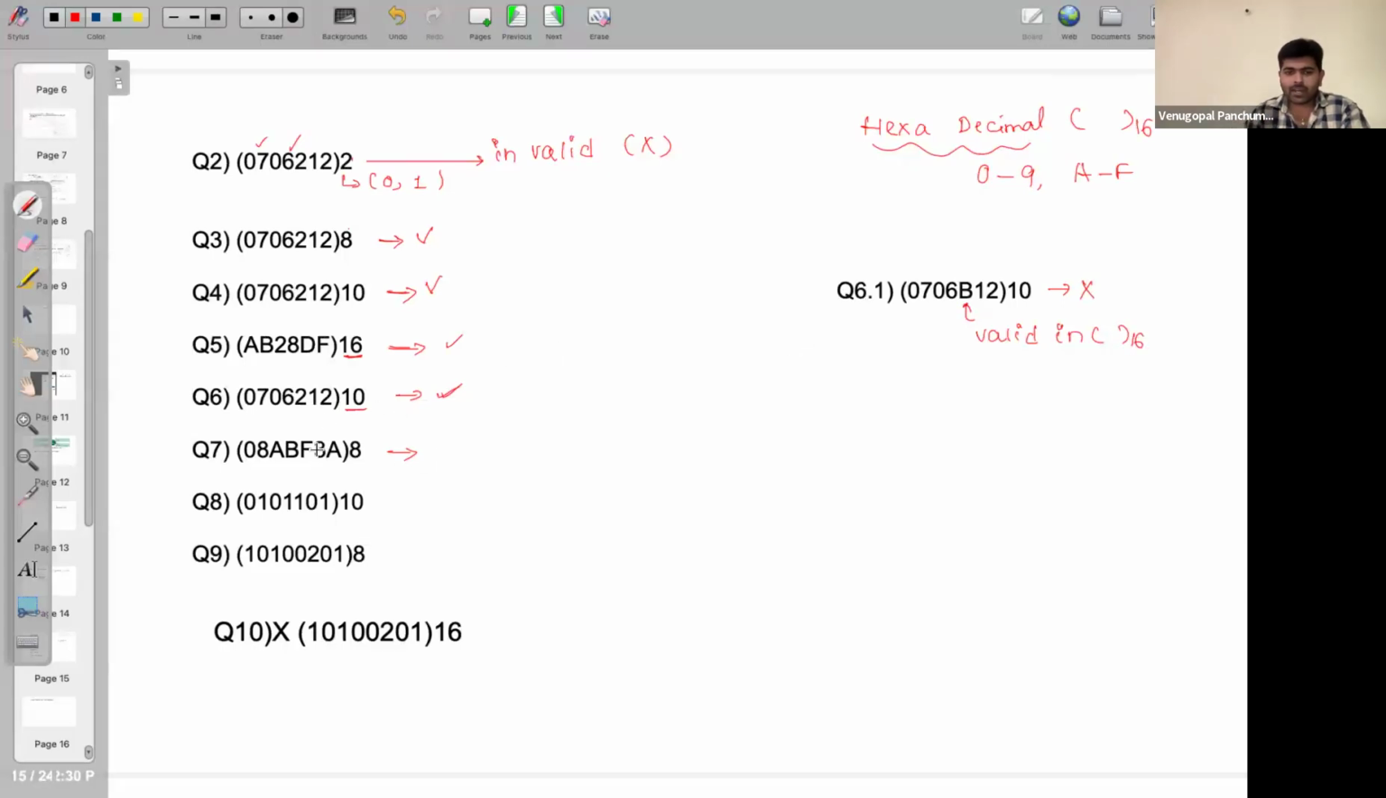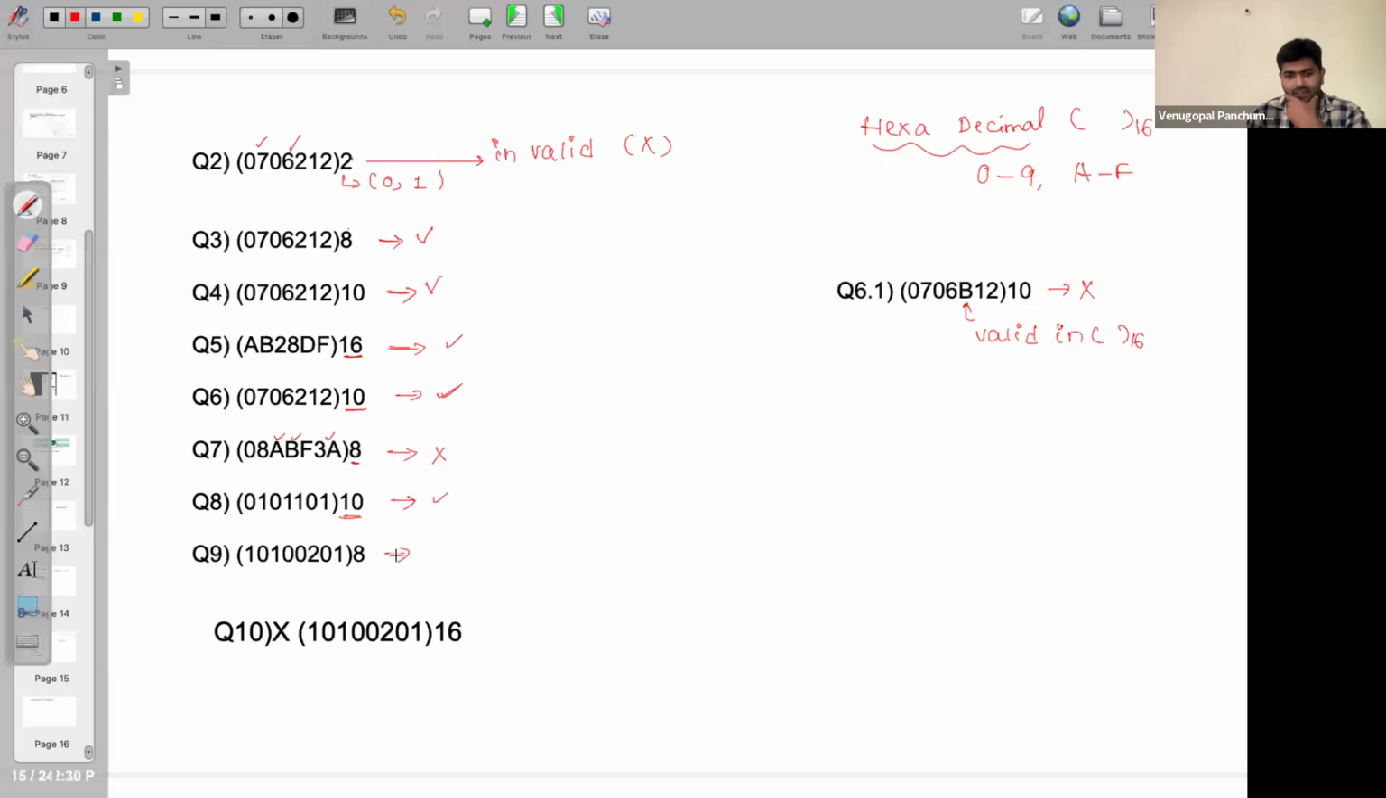Next one, tell me, valid or invalid? Question 7. It is also invalid because we have base 8. Base 8 means 0 to 7 only, but you have A, B, A. These are valid in hexadecimal, not in octal. Next, is this valid or invalid? Yes, this is perfectly valid. Base 10, so you can put 101, no problem.